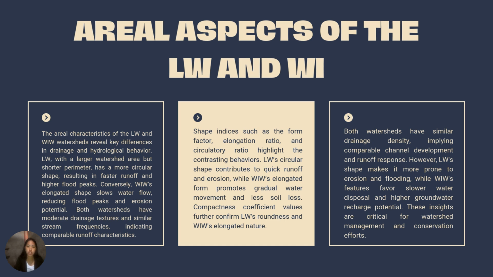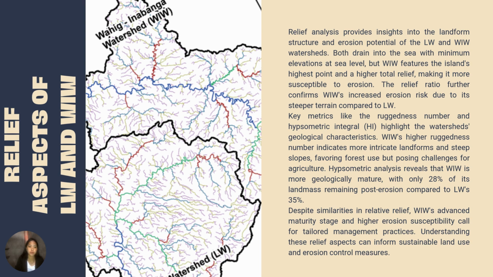However, the Loboc's shape makes it more prone to erosion and flooding, while the Wahig-Inabanga's features favor slower water disposal and higher groundwater recharge potential. These insights are critical for watershed management and conservation efforts.